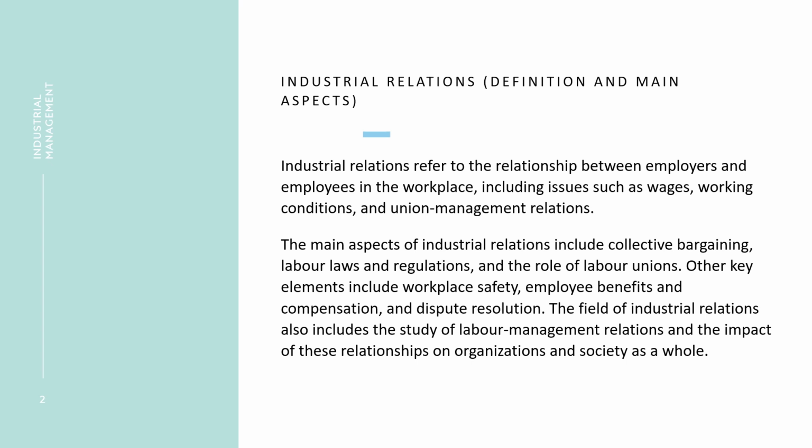Let's start with the first topic. Industrial Relations, Definition and Main Aspects. Industrial relations refer to the relationship between employers and employees in the workplace, including issues such as wages, working conditions, and union management relations. The main aspects of industrial relations include collective bargaining, labor laws and regulations, and the role of labor unions. Other key elements include workplace safety, employee benefits and compensation, and dispute resolution.